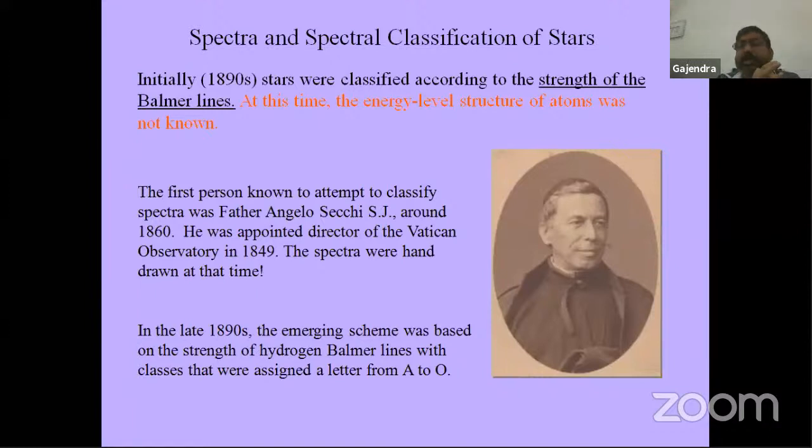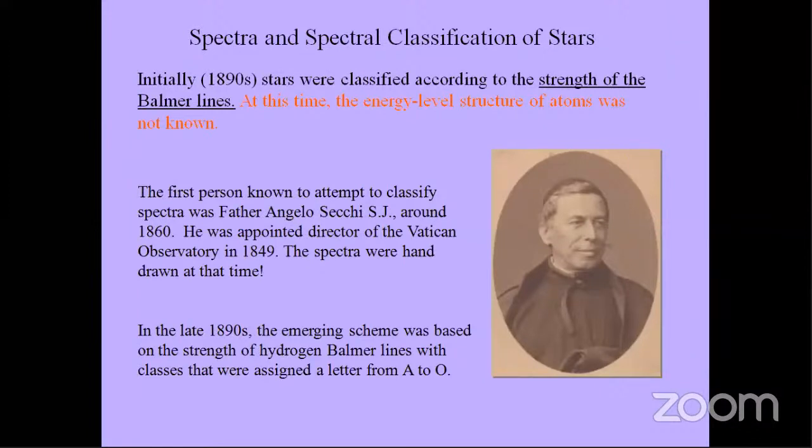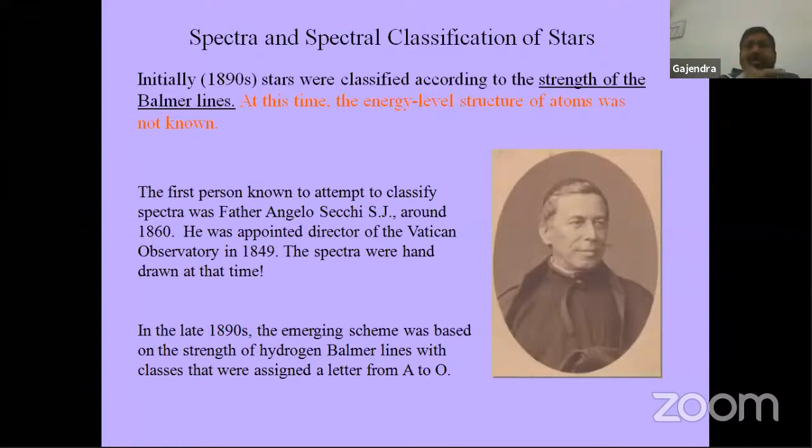So first, do you know what resonance lines are? Not a very clear picture, sir. So for example, I'll give you an example of hydrogen. For neutral hydrogen, any line which is arising from the ground state is a resonance line. The ground state is most populated than any other higher level.